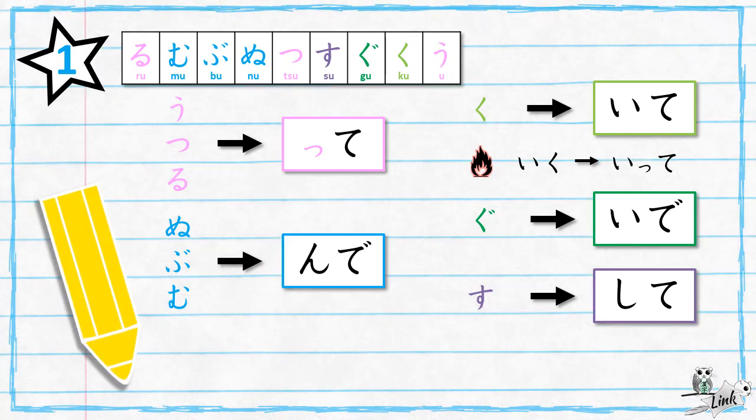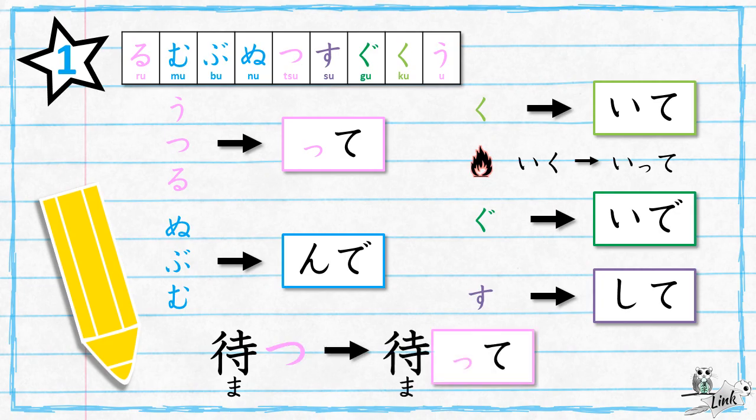Let's practice all these conjugations. What would this verb become, matsu, to wait? We replace the final tsu with te. Don't forget the small tsu. Matsu becomes matte. We hear it a lot in movies, drama, and anime.